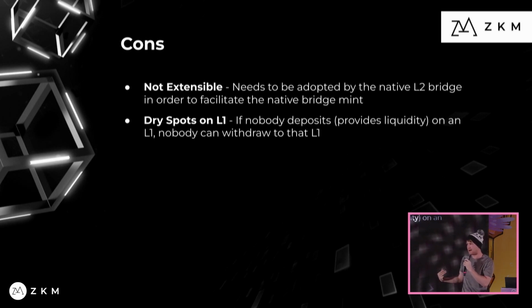Right now, we only have L2s that work on either privacy or on scalability. And so in this case, it works with bridging as well.